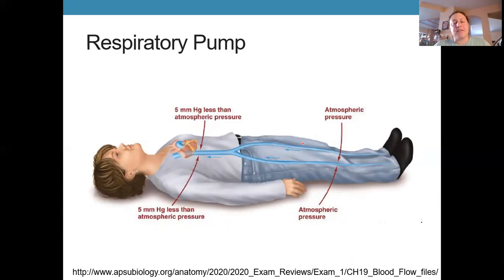It's really hard to find a good picture of the respiratory pump. This is as close as I could find. But basically, when you breathe, there are times when the pressure inside of your chest is less than the pressure in the surrounding atmosphere, and so that's going to help push the blood. So we'll talk again more about those pressure changes when we get to the next system.